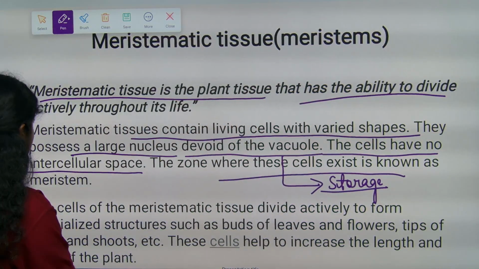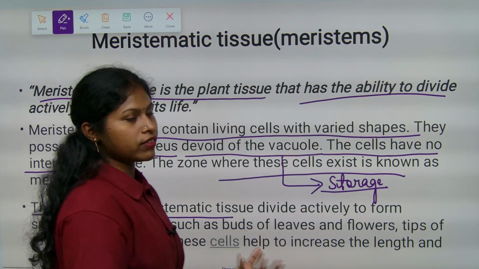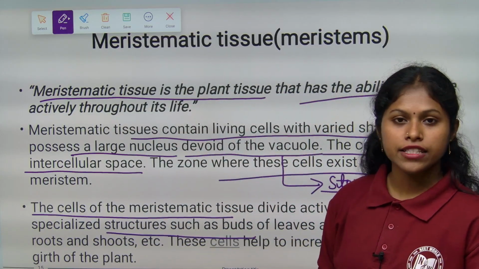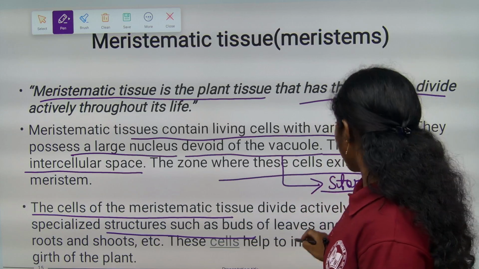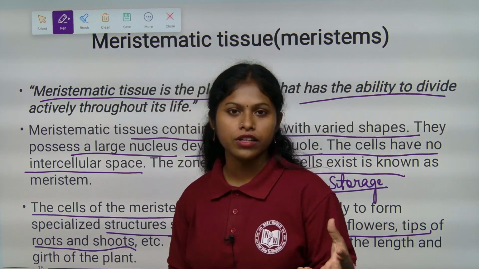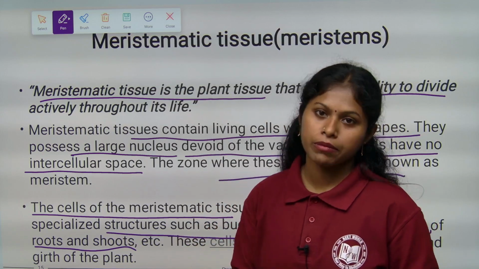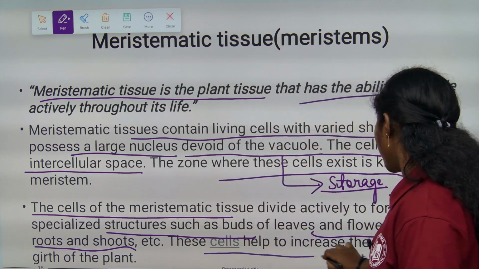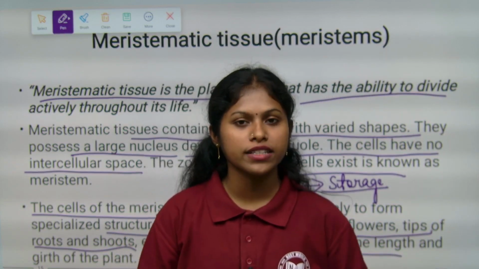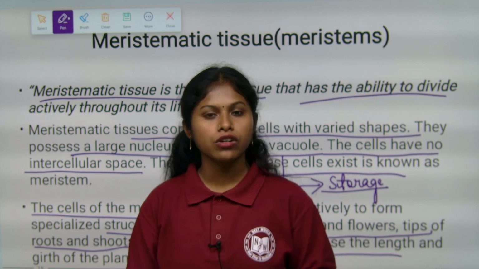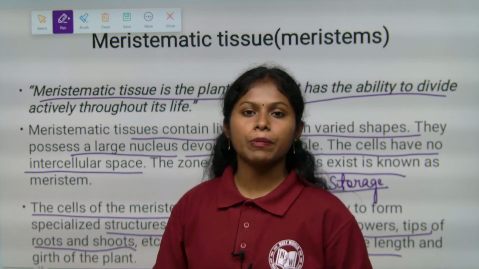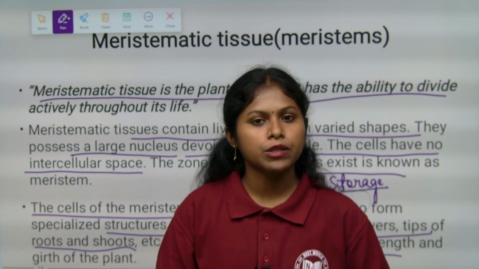The cells of the meristematic tissue divide actively to form specialized structures such as buds of the leaves. Buds of leaves arise because of the intercalary meristem, right? And the flowers, tips of the roots and shoots, happen because of the actively dividing cells of the apical meristem, right? These cells help to increase the length and width of the plant. What was the function of the meristematic tissue? To grow the height and width of the plant. It is the primary growth of the plant, children.